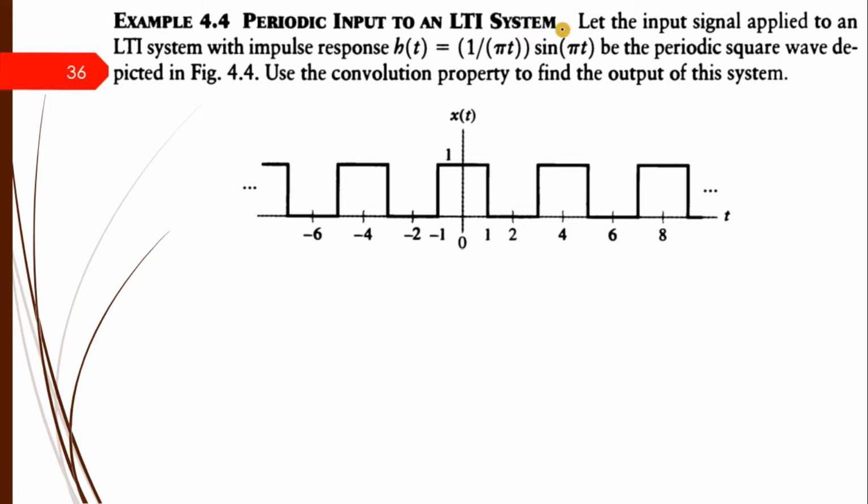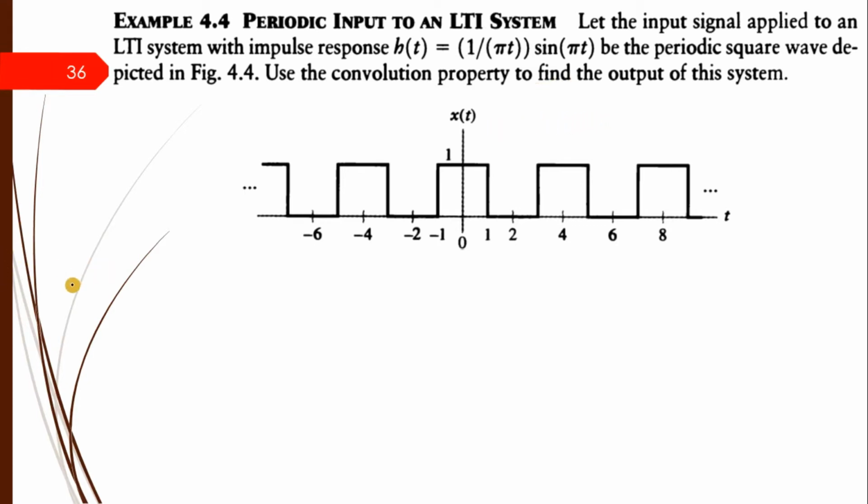The question goes like this. Let the input signal applied to an LTI system with impulse response h of t equal to sin pi t divided by pi t, or 1 by pi t into sin pi t, be the periodic square wave depicted in figure 4.4. This is figure 4.4. Use the convolution property to find out the output of the system. So this is the question.